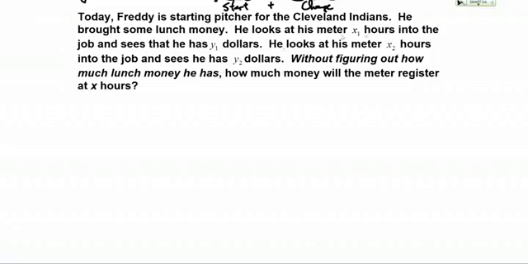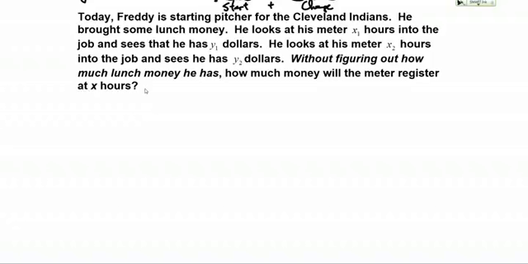So now what happens in general? Well, if we're given 2 points on the line, so he's the starting pitcher for the Indians again, and he brought some lunch money, which we never did find. He looks at his meter x sub 1 hours into the job and sees that he has y sub 1 dollars. And he looks at his meter x sub 2 hours into the job and sees that he has y sub 2 dollars. Once again, how much money will he have, without figuring out his lunch money, at x hours into his job? Well, we would just mimic the arithmetic we did before.